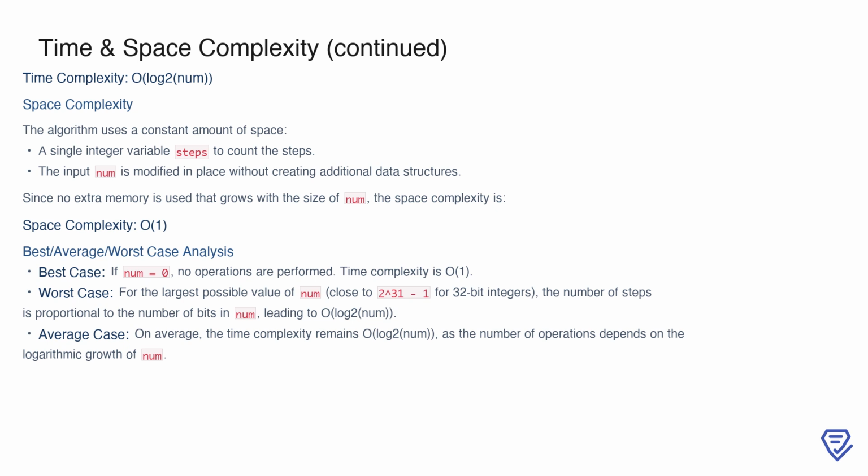In the worst case, for the largest possible value of number, such as near 2^31 - 1 for a 32-bit integer, the number of steps depends on the number of bits in its binary representation, leading to O(log2 number). The average case also falls into O(log2 number), because the number of operations, on average, is similarly tied to the logarithmic growth of number.